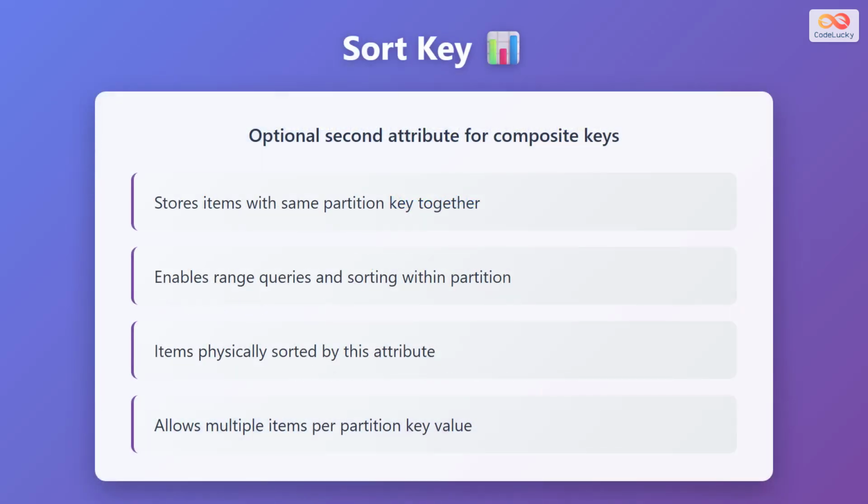The sort key is an optional second attribute that works alongside the partition key in composite primary keys. Items with the same partition key are stored together and physically sorted by the sort key value. This enables powerful range queries within a partition. For example, you can query all items with a specific partition key where the sort key begins with a certain value or falls between two values. Sort keys allow you to store multiple related items under the same partition key while keeping them organized and easily queryable.